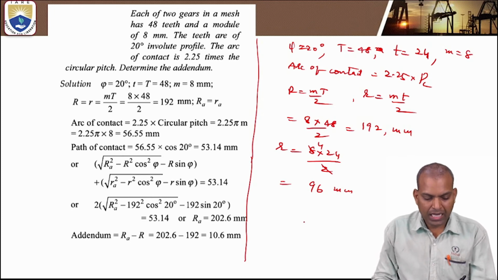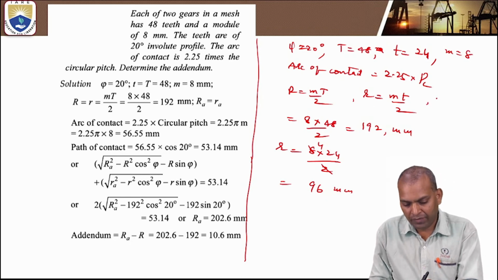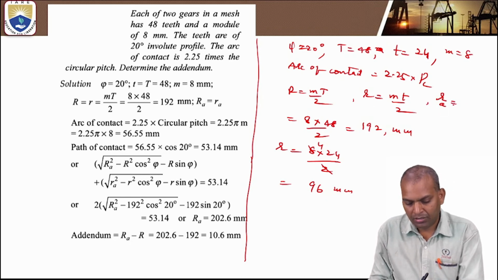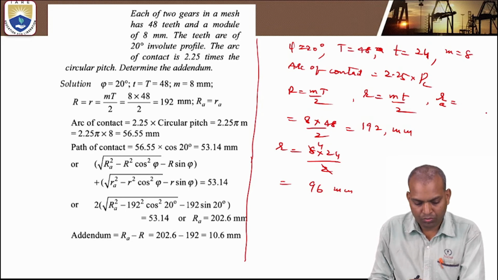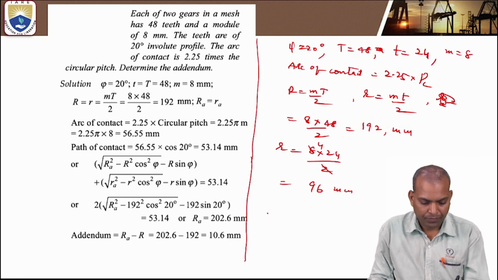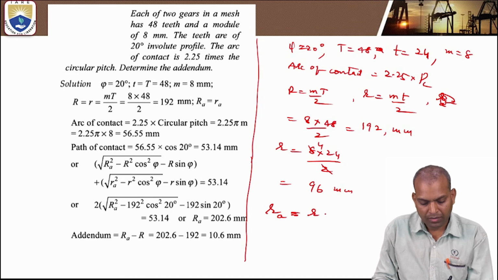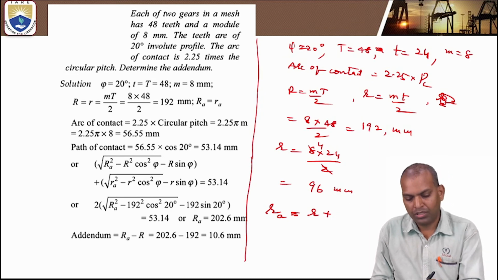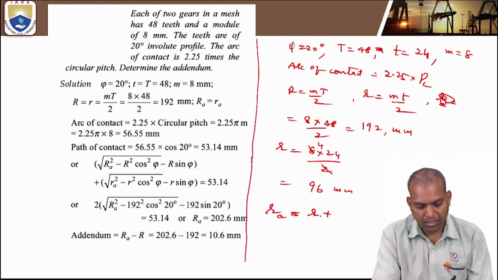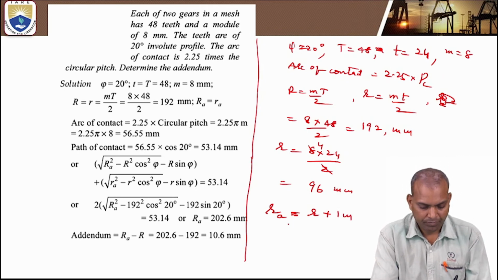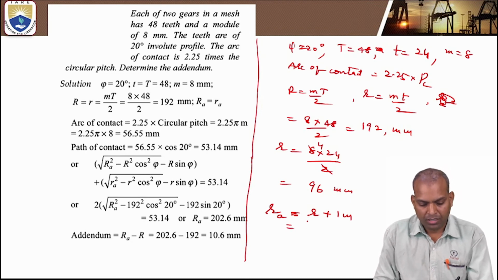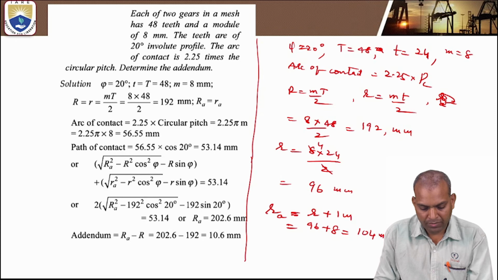Then RA we need. How do we find it out? Suppose it is given that RA, the radius of the addendum circle, equals R plus one module. That is the addendum radius. What is it equal to? That is 96 plus 1 module, 8. 96 plus 8, 104 millimeters.